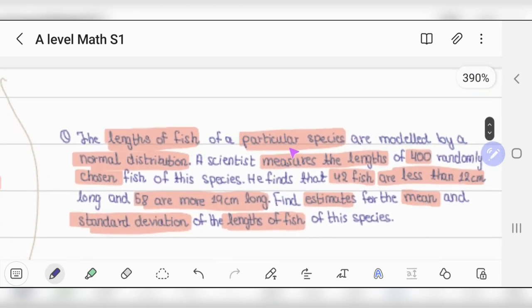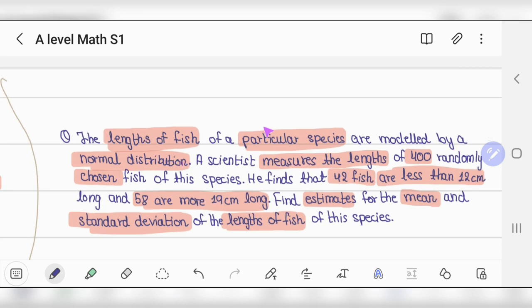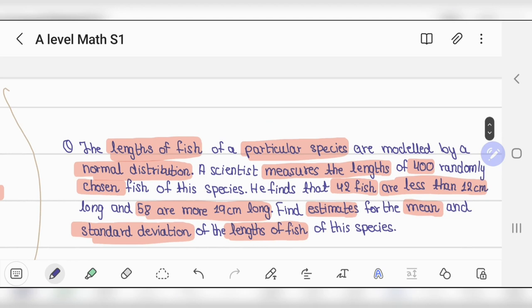The lengths of a fish of a particular species are modeled by a normal distribution. A scientist measures the length of 400 randomly chosen fish of this species. He finds that 42 are less than 12 cm long, and 58 are more than 19 cm long. Find estimates for the mean and standard deviation of the length of the fish of this species. So you have n equals 400 randomly chosen fish. 42 fish are less than 12 cm, 58 more than 19 cm. Find the mean and the standard deviation.